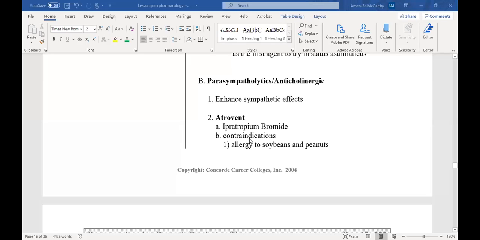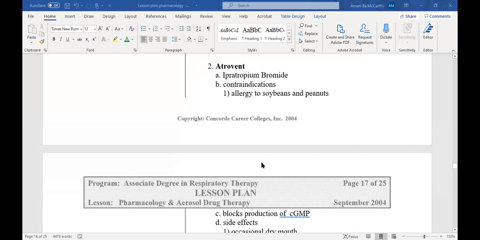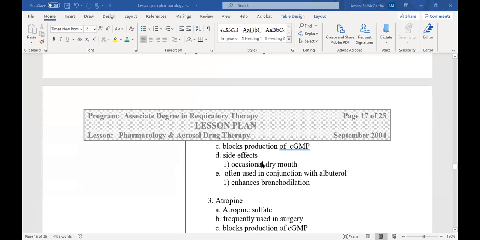All right. Now, there is a contraindication for ipratropium bromide. The main one is if you're allergic to soybeans or peanuts. If somebody has an allergy to soybeans or peanuts, you cannot give them Atrovent. You cannot give them this anticholinergic drug, okay? If you do that, they're going to have an allergic reaction, okay? And then you're going to be looking for your racemic epinephrine or your EpiPen to take care of them.